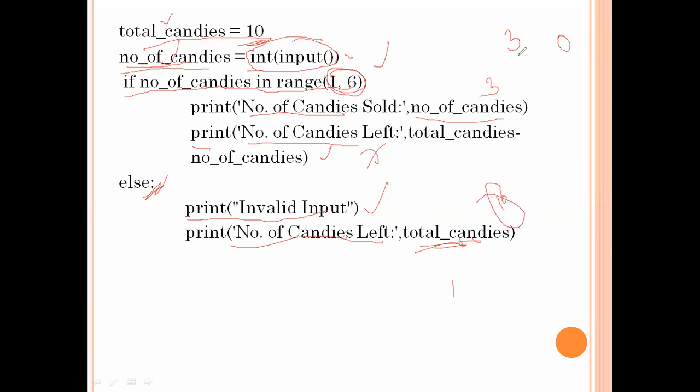Next here, suppose we enter the value 7. 7 is greater than 6. So that value does not lie in this range. So in that case also we print invalid input, and also the number of candies at any time. Again we fill that jar. So the total number of candies is 10. That one is printed on the screen.